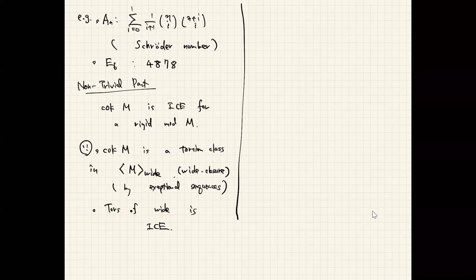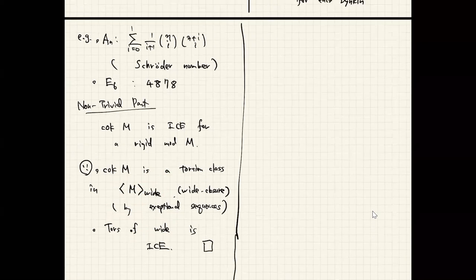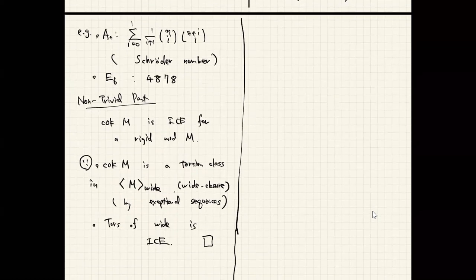And so a torsion class was previously defined in the module category, but this is a wide subcategory. So a wide subcategory is an abelian subcategory in itself. So we can speak of a torsion class in this abelian category. So the non-trivial part is proved in this way.